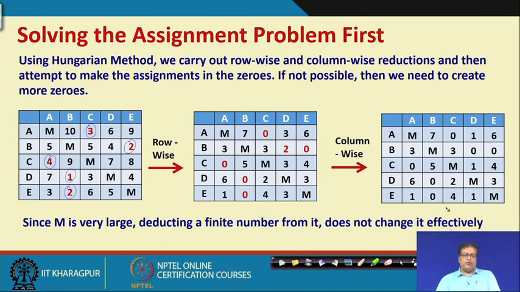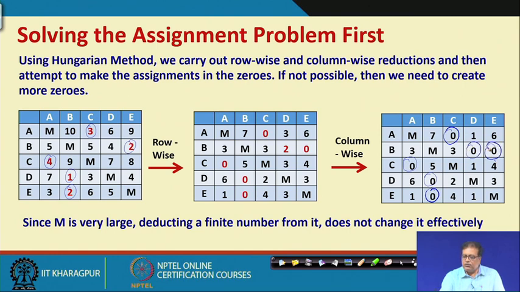Why m remains? Because m is such a very large number, essentially that a to a, b to b, c to c we cannot assign. So, they are replaced by very high numbers. So, see, these are our zeros. Look at the zeros. So, we have all these zeros, right.